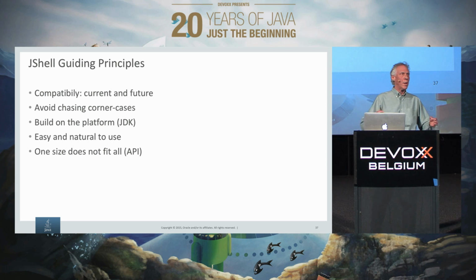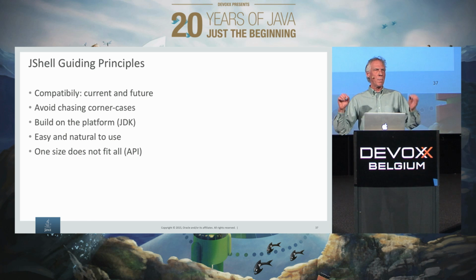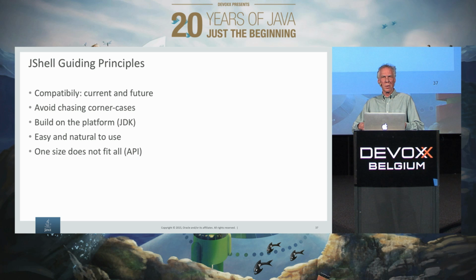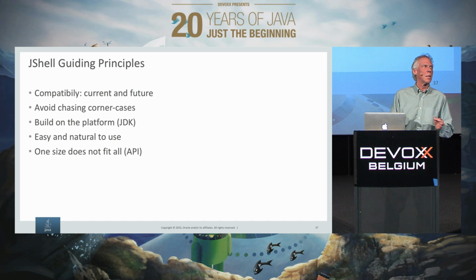My guiding principles for this were to create something compatible, both currently with the current Java and something that would stay compatible. Some people know this is not the first time that people have tried to do a REPL for Java. The problem with them has always been they never quite matched, and they really quickly got out of date as Java continued to evolve. We didn't want that.